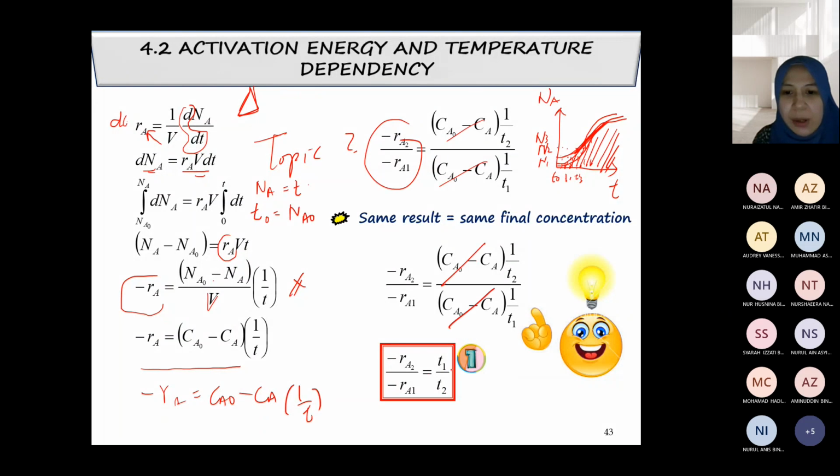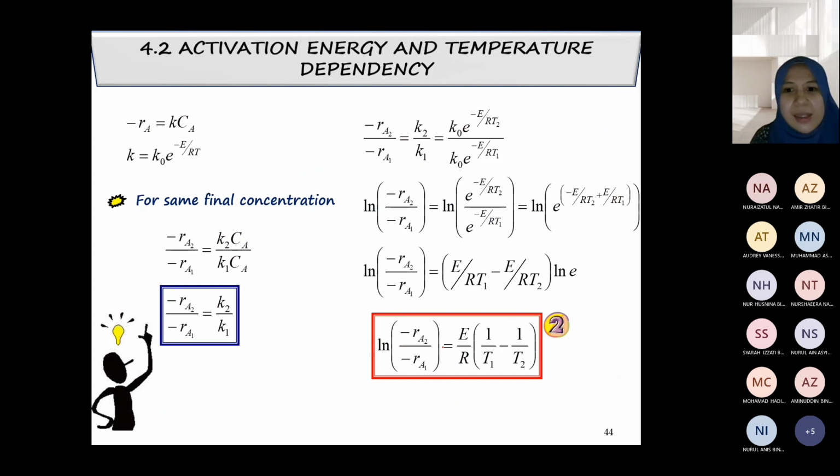Dia become like this, T1 over T2. Ni yang terangkan tadi sebenarnya. Okay, so kalau same final concentration, dia akan dapat macam ni lah. Dia just nak cakap benda ni adalah directly proportionate to this one. Okay, so dia dapat ni. So that's why macam mana you dapat this equation.